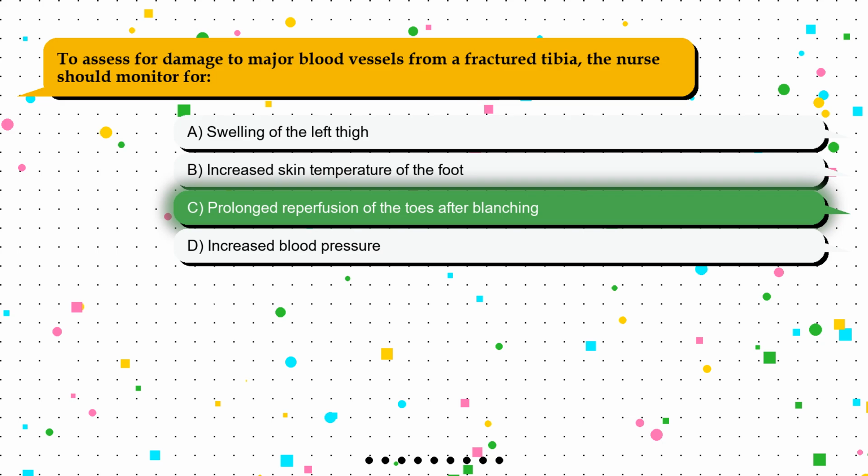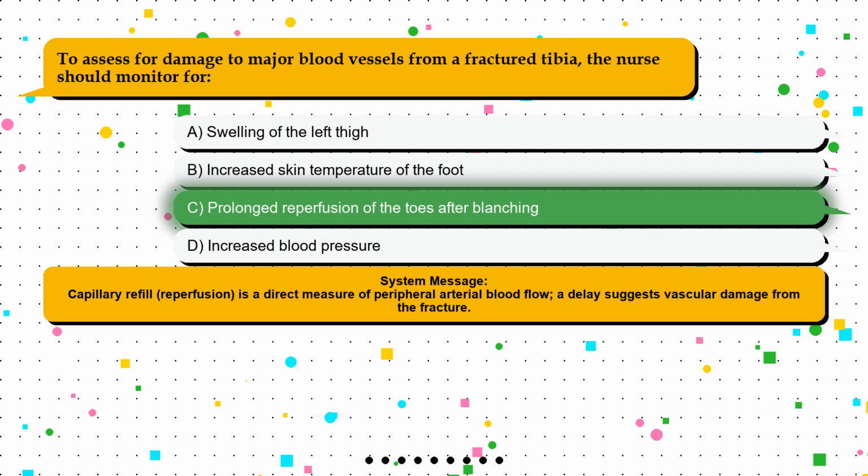The correct answer is option C, prolonged reperfusion of the toes after blanching. Capillary refill, reperfusion, is a direct measure of peripheral arterial blood flow. A delay suggests vascular damage from the fracture.